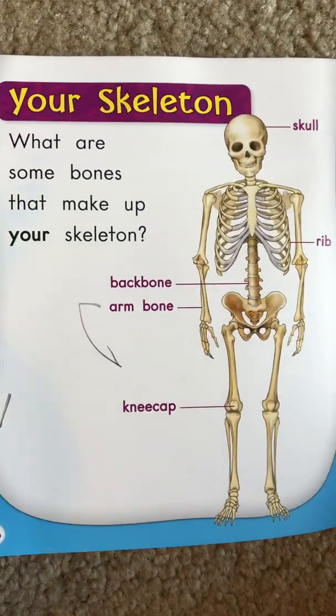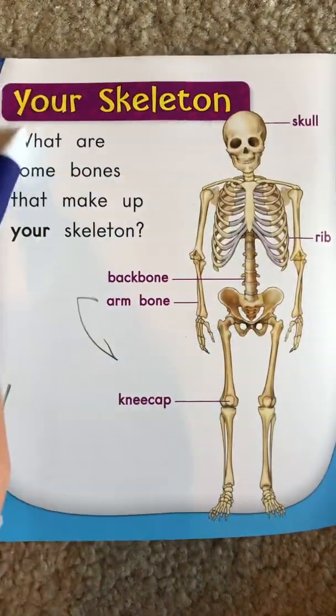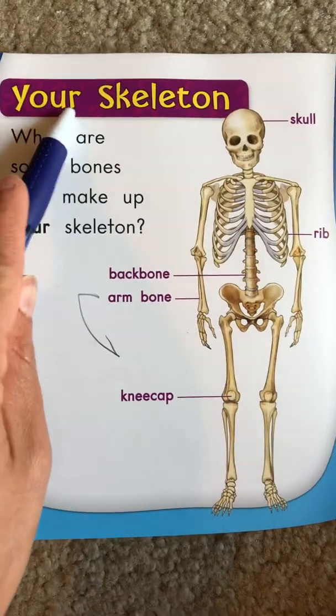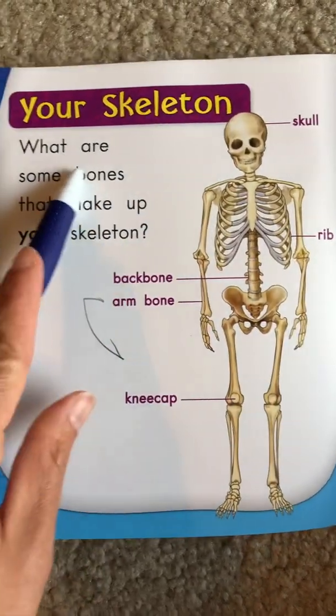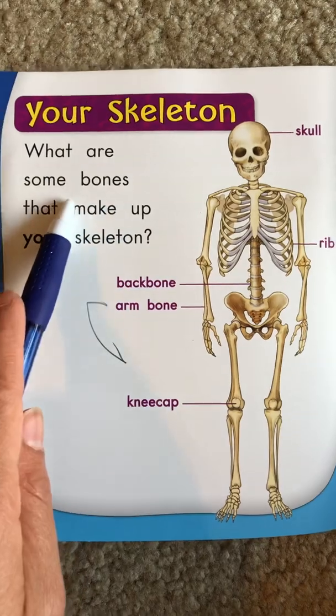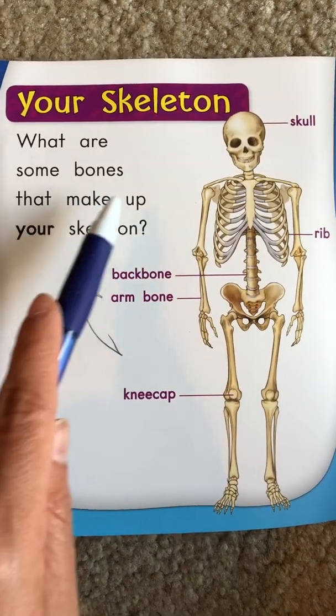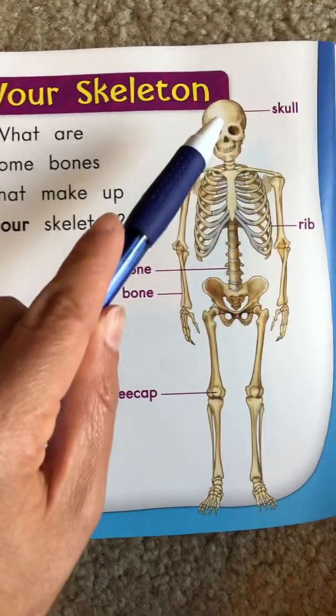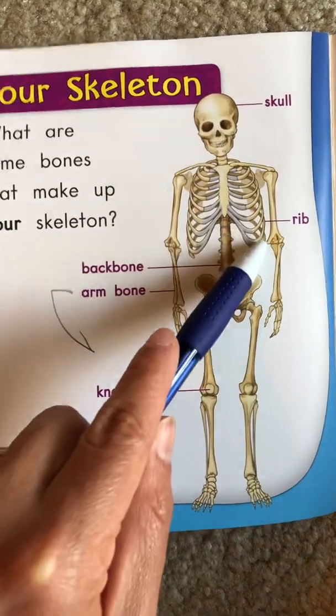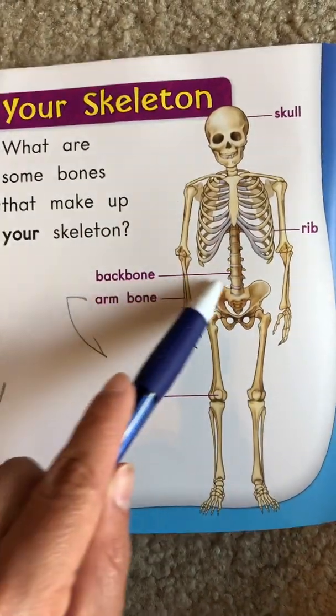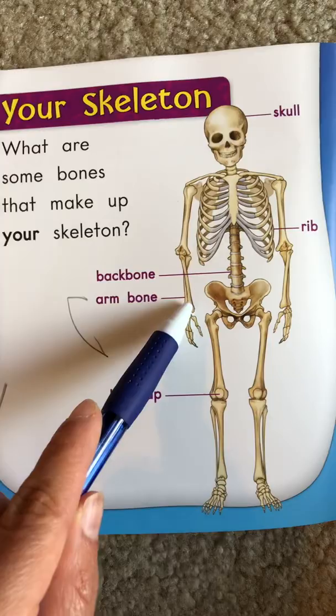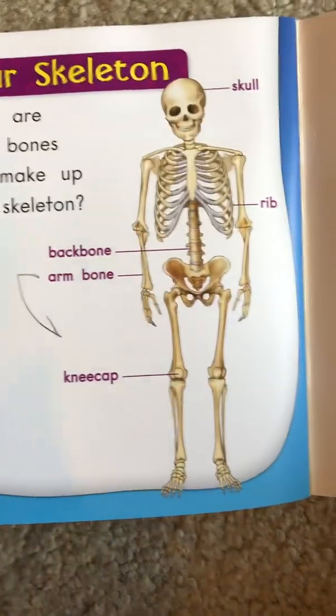Your skeleton. So right here, they're telling us what we're going to read about. We're going to read about our skeleton or your skeleton. What are some bones that make up your skeleton? Here's our skull, our ribs, our backbone, our arm bone, and our kneecap.